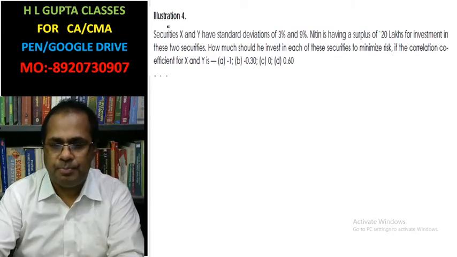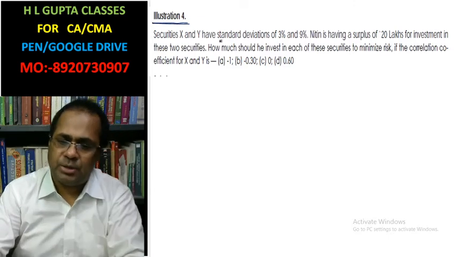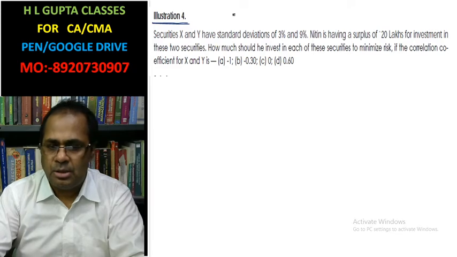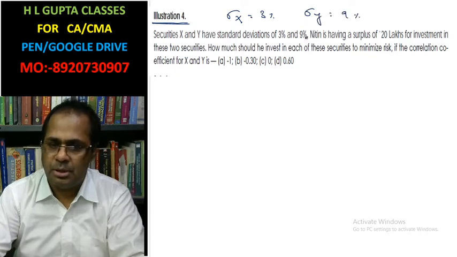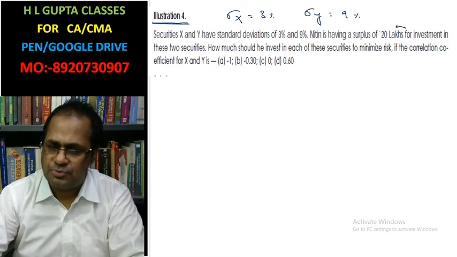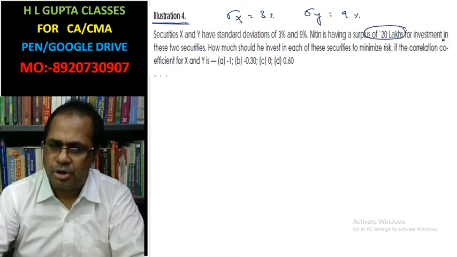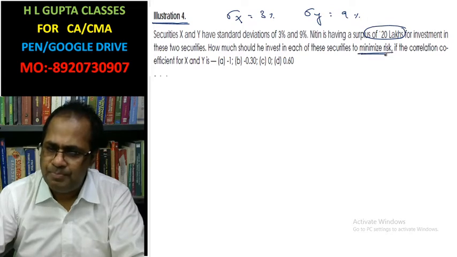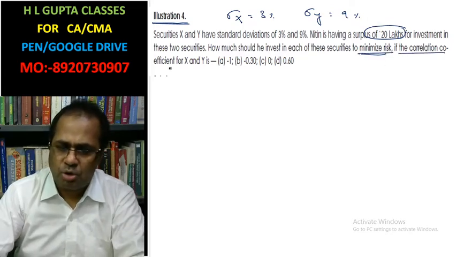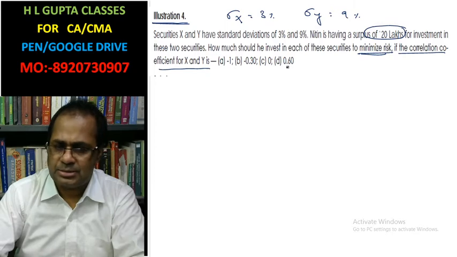Please read the question here. Securities X and Y have standard deviations: the standard deviation of security X is 3%, and the standard deviation of Y is 9%. Nitin has a surplus of 20 lakh for investment in these two securities. How much should he invest in each of these securities to minimize the risk, if the correlation coefficient of these securities is as given?